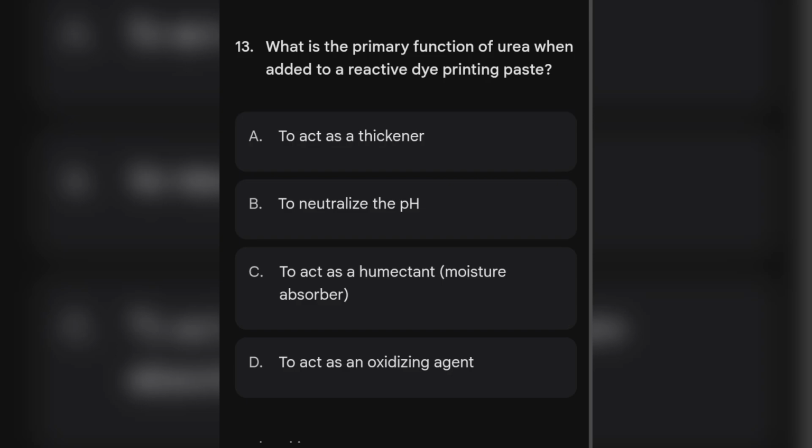What is the primary function of urea when added to a reactive dye printing paste? Basically, urea is added for moisture absorbency.